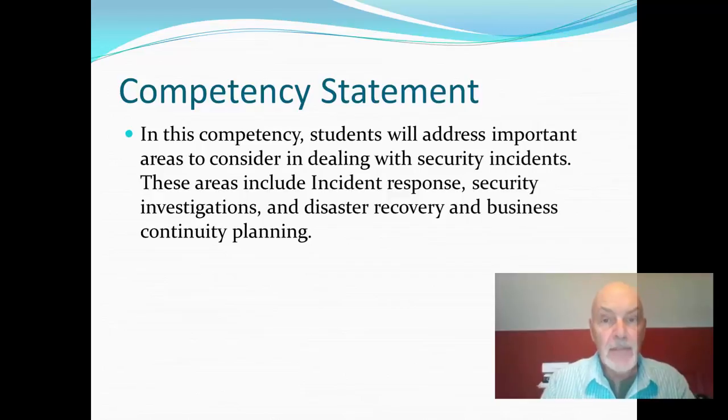In this competency, you will address important areas to consider in dealing with security incidents. These areas include incident response, security investigations, disaster recovery planning, and business continuity planning.